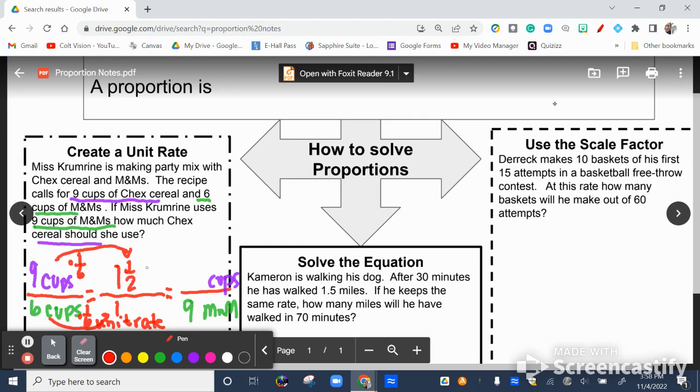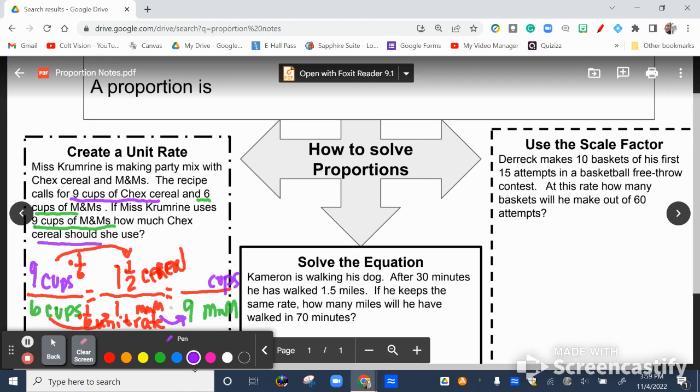So it means it's 1 1/2 cups of cereal for every 1 cup of M&Ms. And that's the unit rate. Now that I have the unit rate, I can use that to find any number of cups of cereal that I want, based on the number of M&Ms. So I'm going to scale this up to 9 cups of M&Ms.